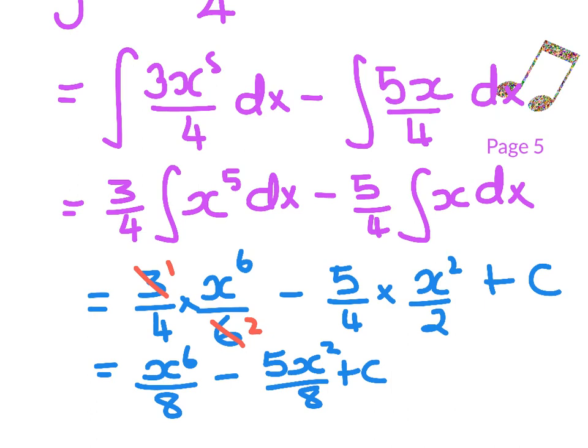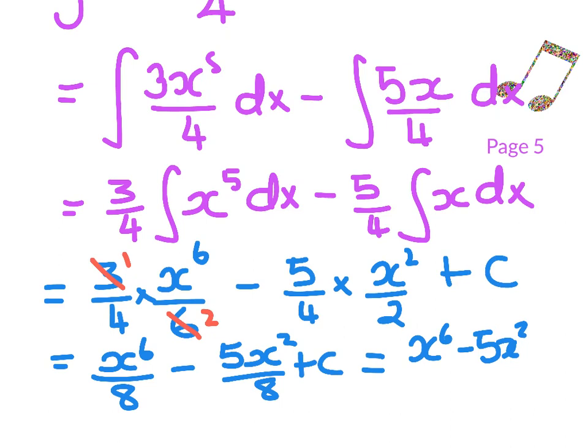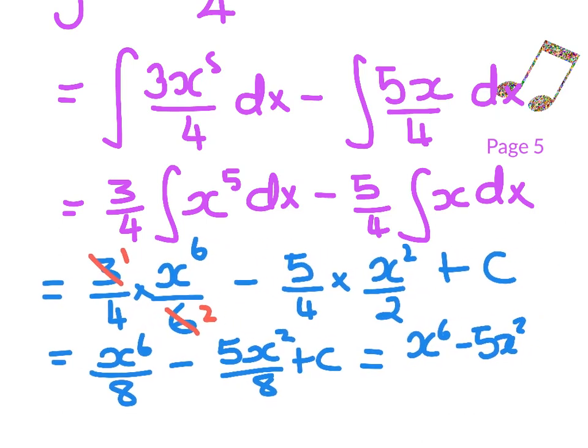And I could combine them both because they have the same denominator. So it's x to the 6 minus 5x squared all over 8 plus the constant of integration.